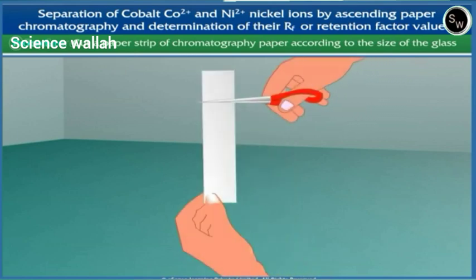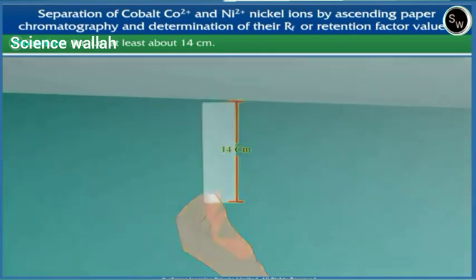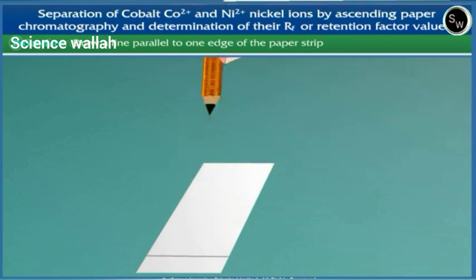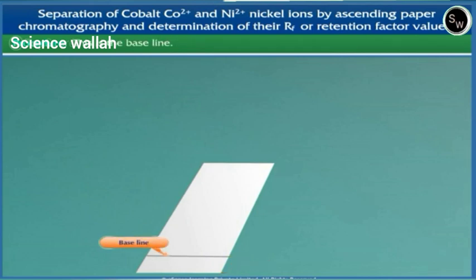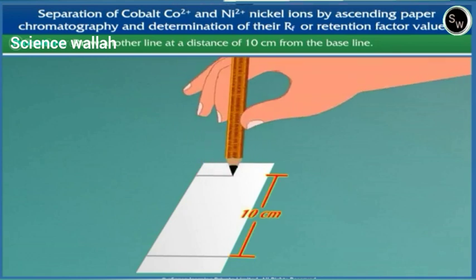Cut a paper strip of chromatography paper according to the size of the glass jar, that is at least about 14 cm. Draw a line parallel to one edge of the paper strip and about 2 cm above the edge. This is the base line. Draw another line at a distance of 10 cm from the base line.